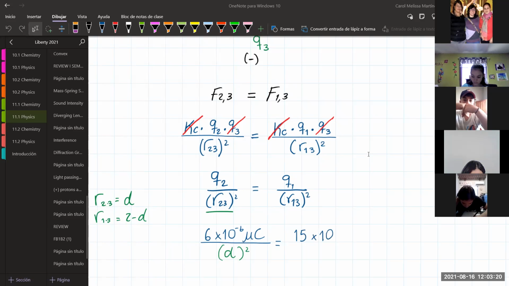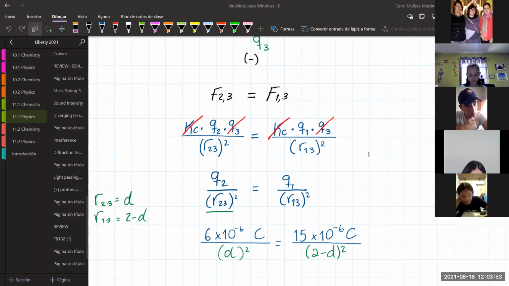And because it's micro, I just do the conversion here. Sorry, these are just coulombs, not microcoulombs, because it's already converted. Okay? And all this is divided by R13, that is 2 minus d, that must be raised to the second power. Don't get lost in this part. Okay?